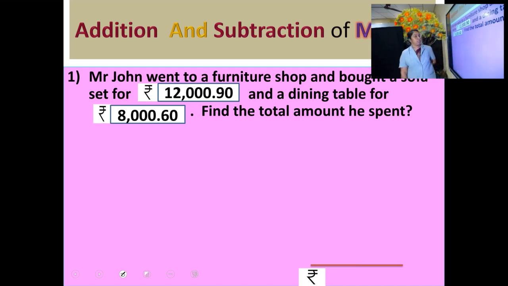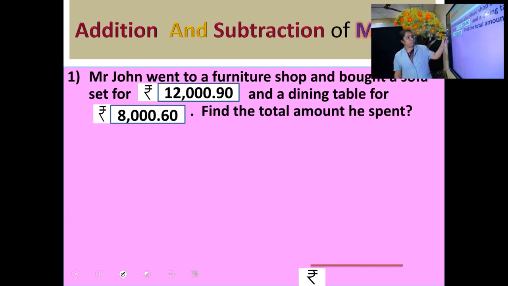So our first question: Mr. John went to a furniture shop, bought a sofa set for rupees 12,000.90 and a dining table for rupees 8,000.60. Find the total amount spent. So total means what calculation do you have to do there? Yes, total means you have to do the addition here, isn't it?